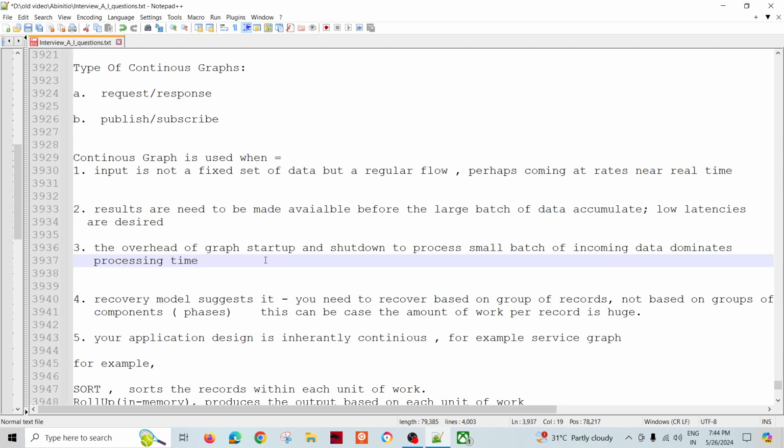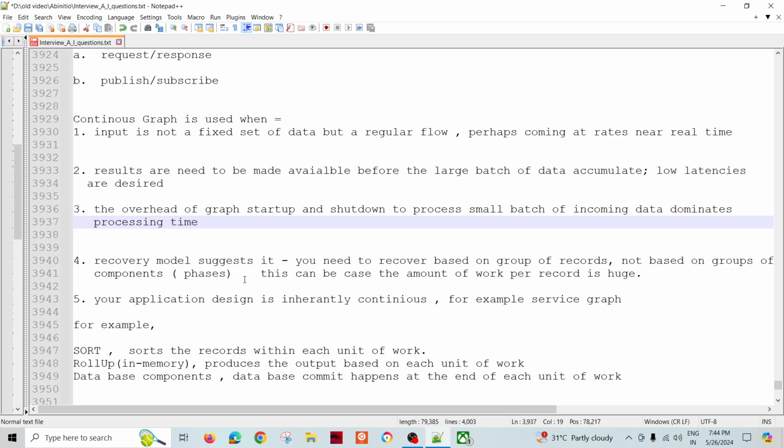If that time is huge with respect to the processing time, say the processing time is 1 minute and the startup and shutdown time is 5 minutes, it is very huge, because the real processing happens in 1 minute, but the overhead and the time consumed by it is huge. So we don't want to go with the batch graph. We will instead use the continuous graph.